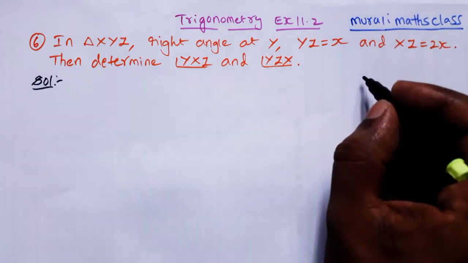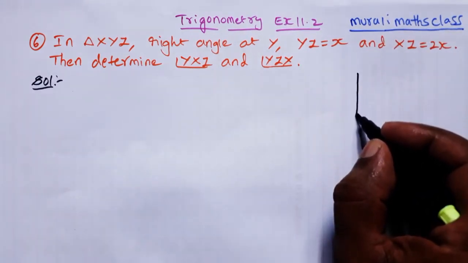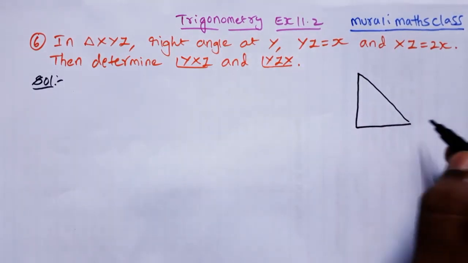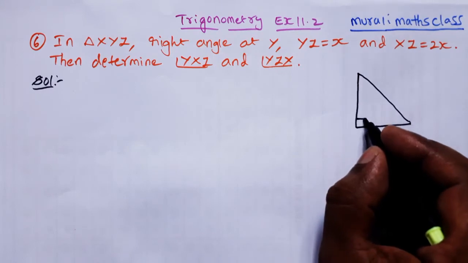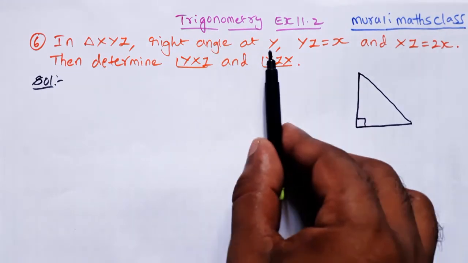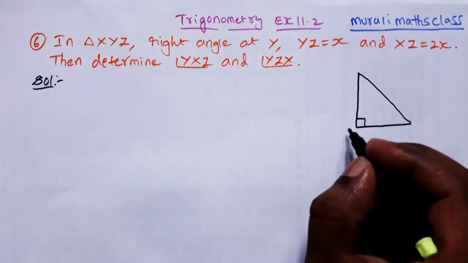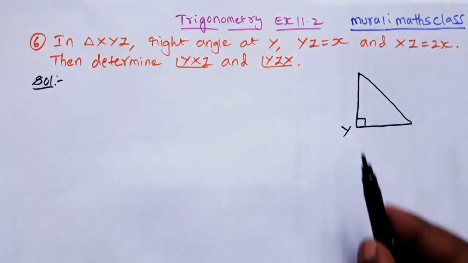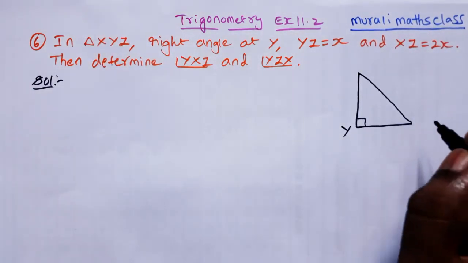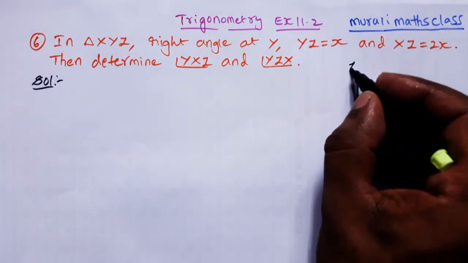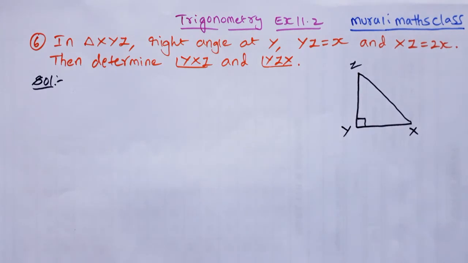Let us draw one triangle here. Draw a right angle triangle like this and mark 90 degrees here. In the problem they gave that the right angle is at Y, so 90 degrees should be at Y. And the triangle name is XYZ. One angle is here, so you start like this: X here, Y, Z. So we got the XYZ triangle.